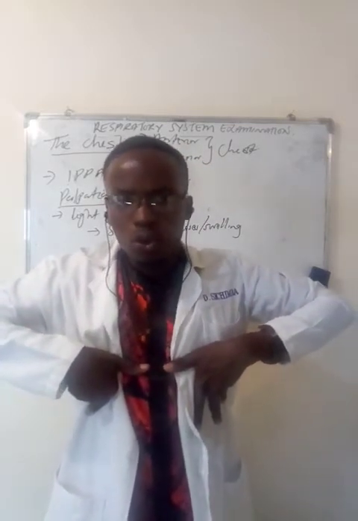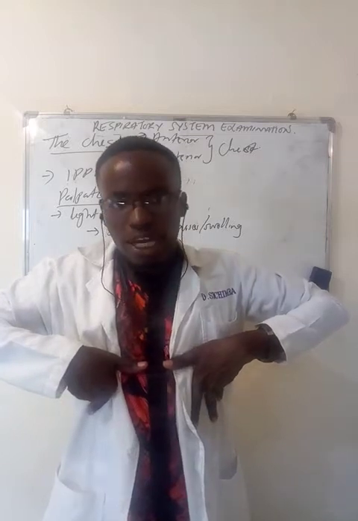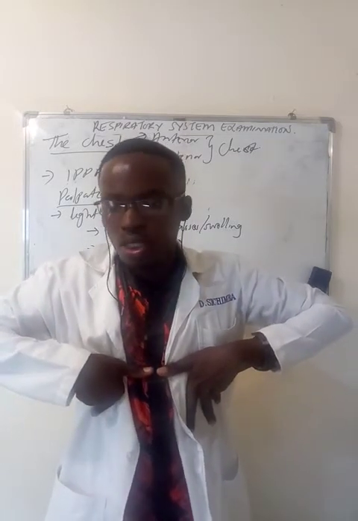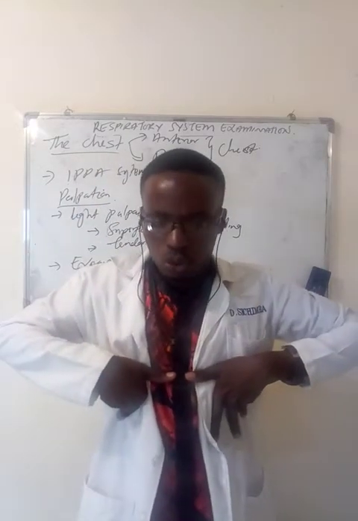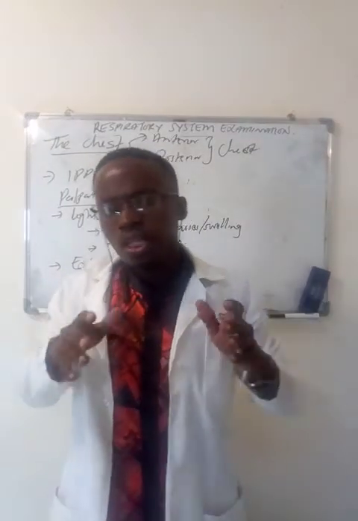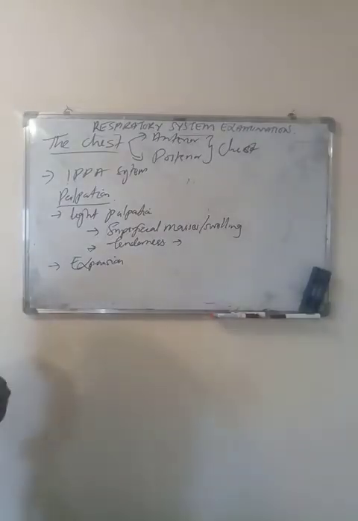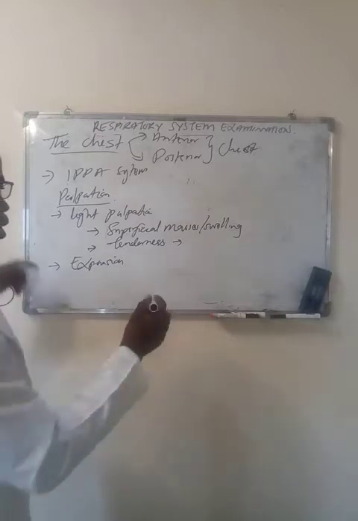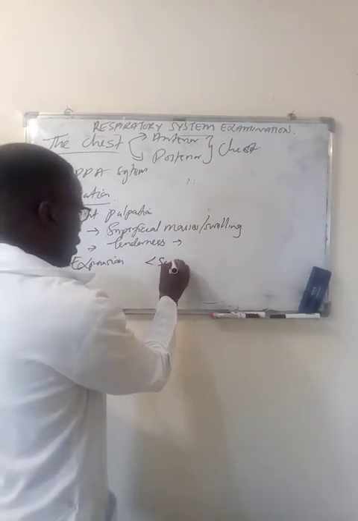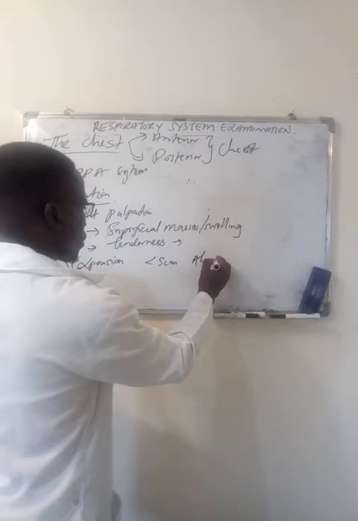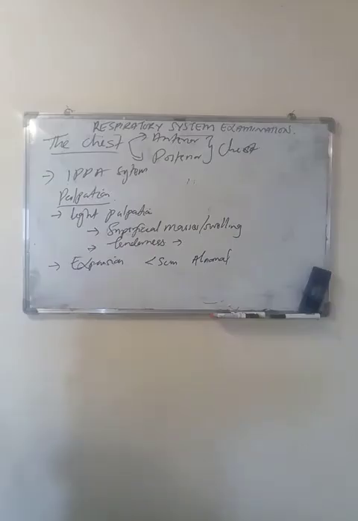So as they breathe in, the chest is going to expand. Okay, when they breathe out, the expansion is going to decrease. Okay, so there may be increased expansion or decreased expansion of the chest. Okay, so if expansion is less than 5 centimeters, okay, this is abnormal. Expansion is supposed to be somewhere around 5 centimeters, and what can cause decreased expansion? You can have unilateral or bilateral decreased expansion.